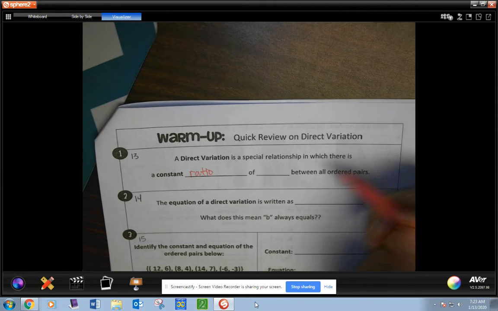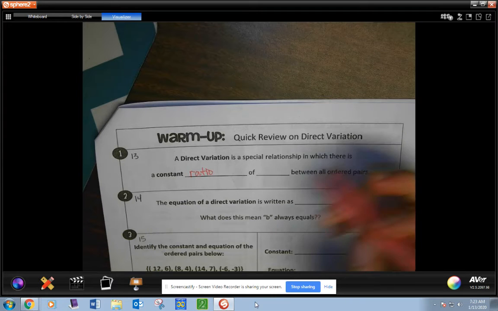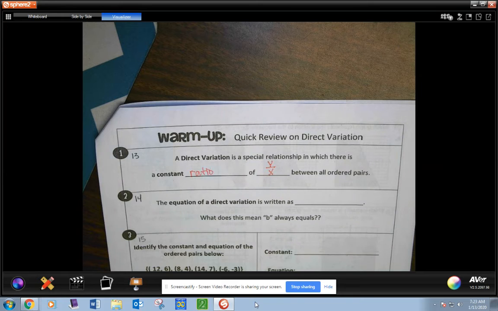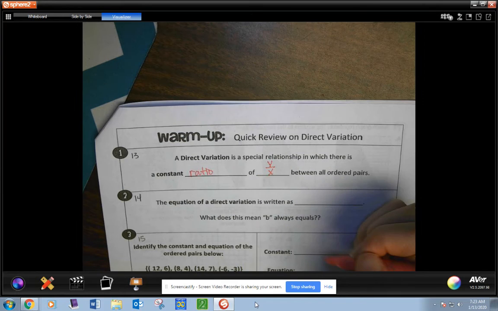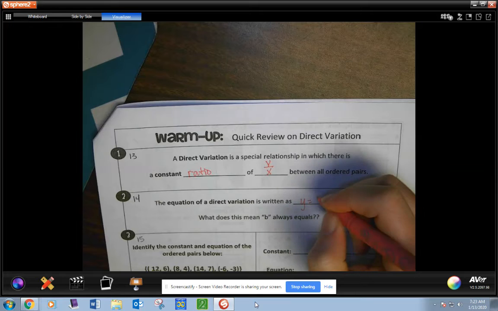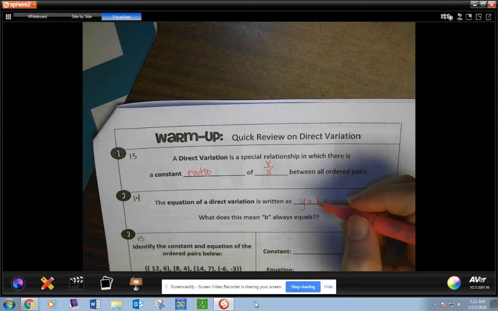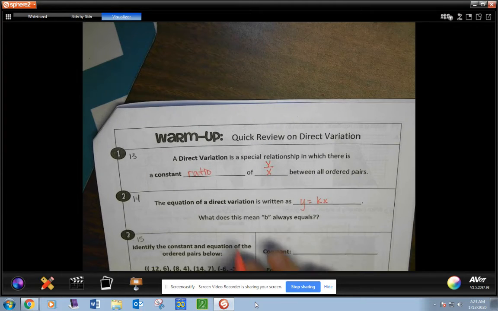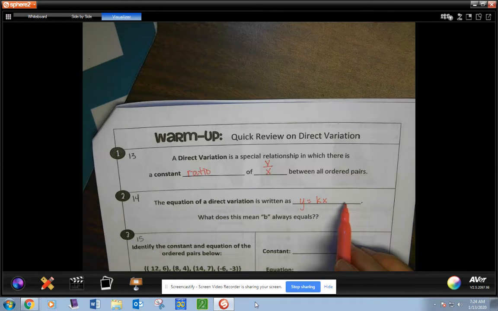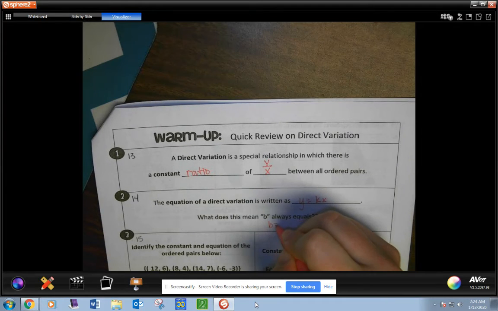So direct variation is a special relationship in which there's a constant ratio, and it's always of y over x. You always put y on the top. Okay, the equation of direct variation is written as y equals kx. K is your constant, and then x is just what we plug in. Now, what does this mean b always equals? So usually we see y equals mx plus b. Well, there's no b here, so b always equals 0.